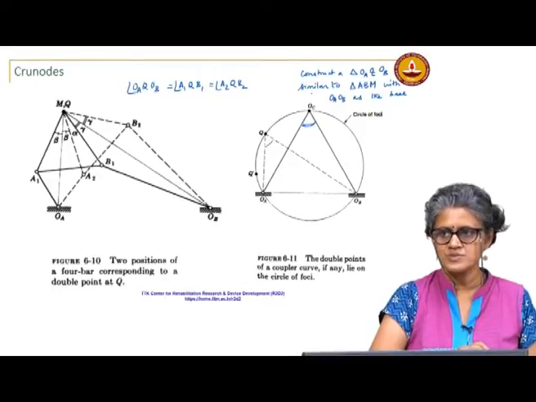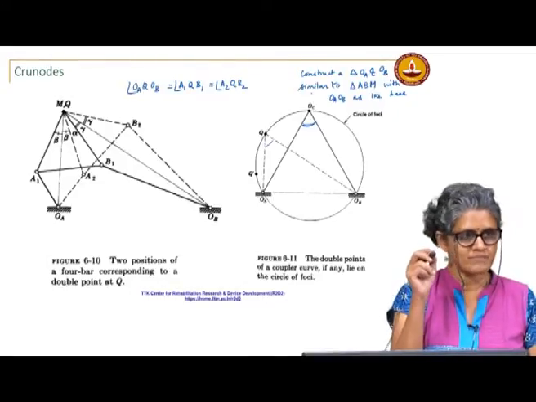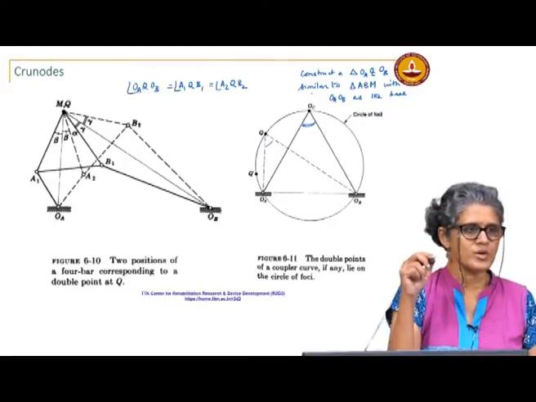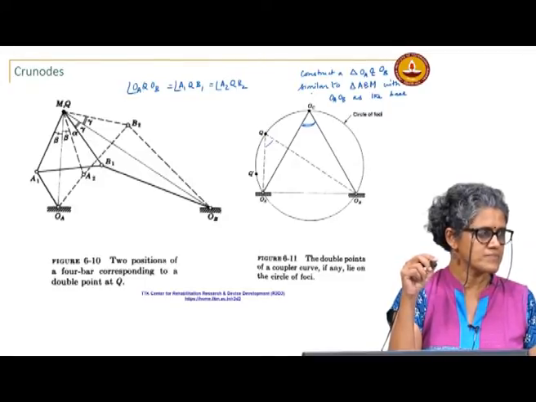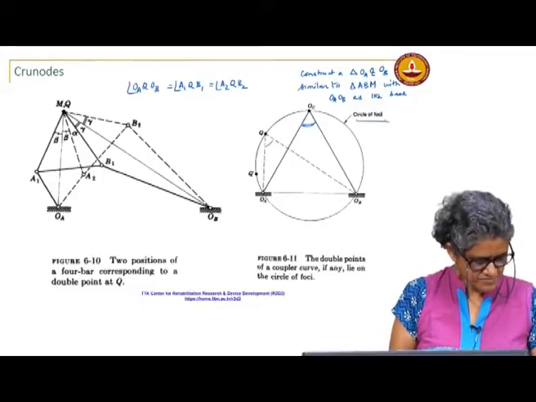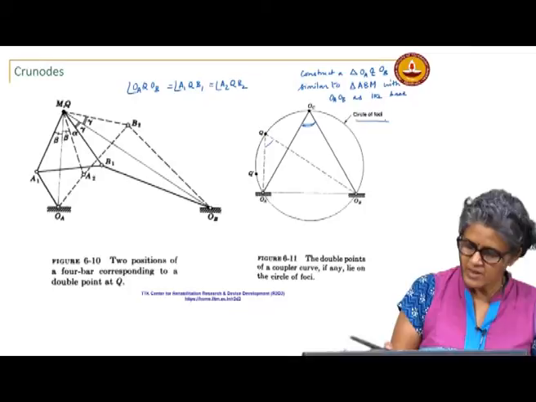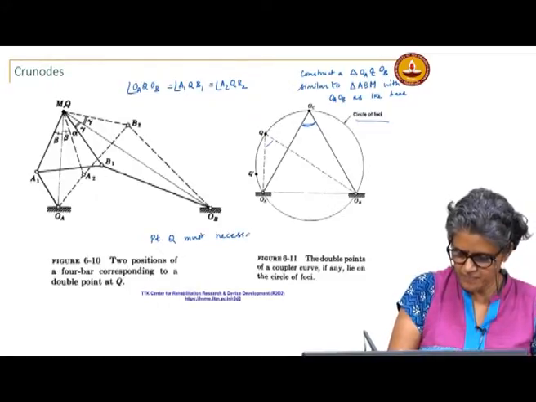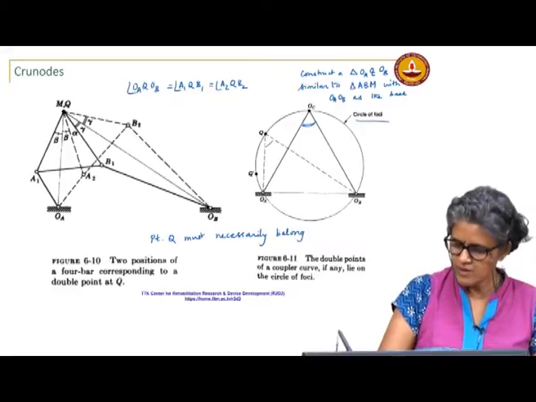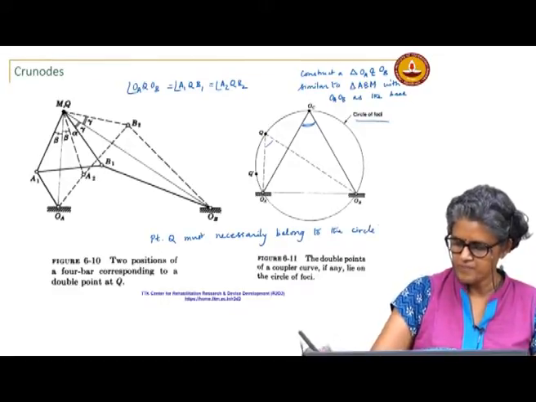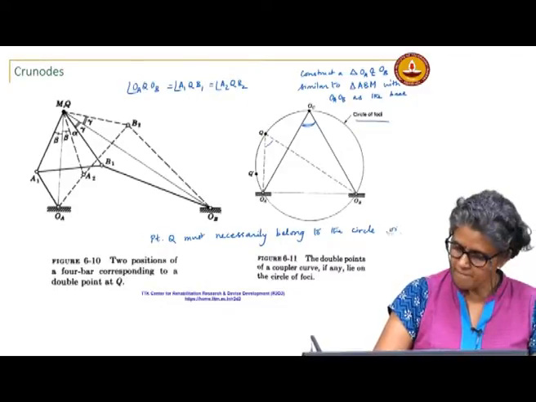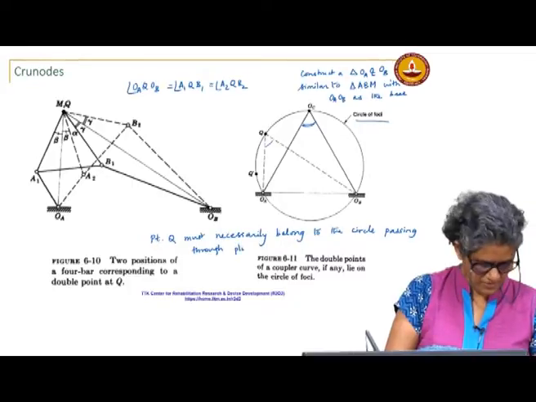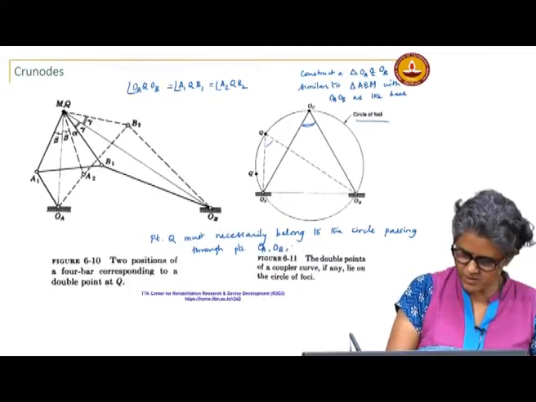The point Q that I choose, the point Q where the crunode happens, will lie on the circle that is formed by OA, OB and OC. This circle is called the circle of foci. It has some other significance, but we will not go into it. So, point Q must necessarily belong to the circle passing through points OA, OB and OC.